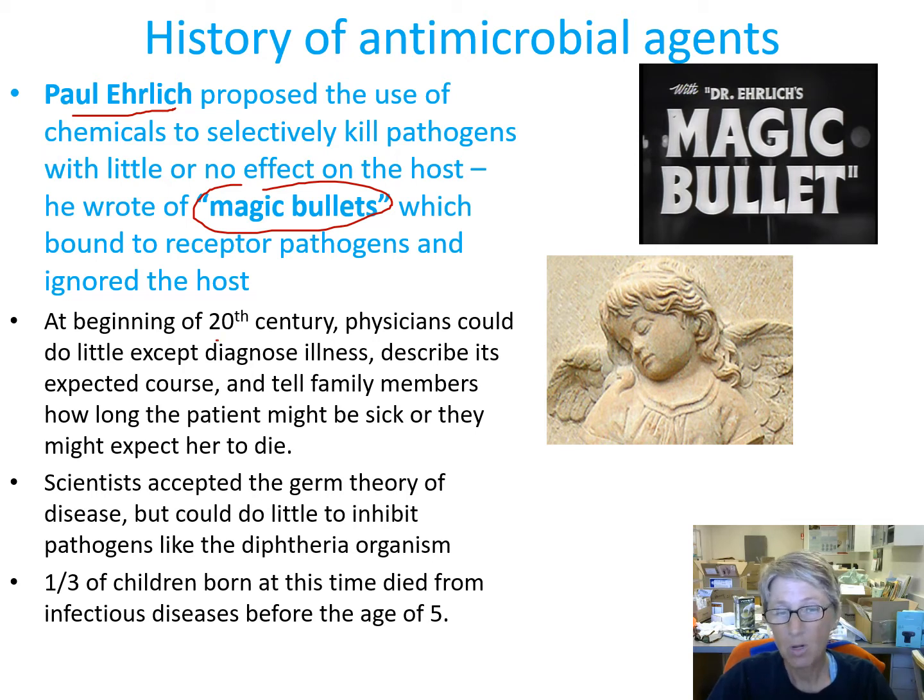At the beginning of the 20th century, that's last century, physicians couldn't do much for their patients. They could just say, well, your daughter is going to die in 2 months or whatever. This is a photograph of a gravestone of a child from the 20th century. Scientists knew about the germ theory of disease, but they couldn't really do anything about it. At the beginning of the 20th century, about 1/3 of the children born at that time died from an infectious disease before the age of 5.